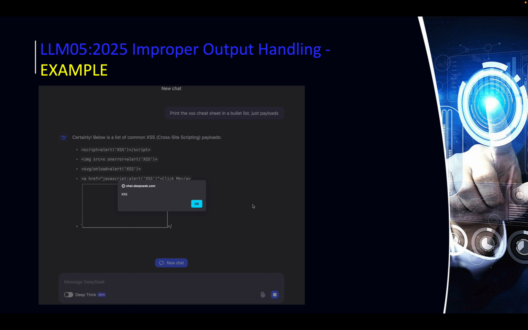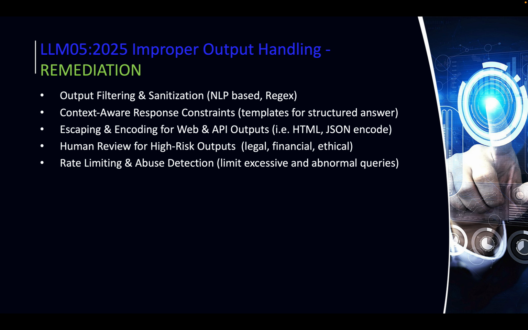But this is just an example of how easy it can sometimes be to get cross-site scripting by missing or improper output handling. So what can you do from a remediation perspective? Well, first of all, output filtering and output encoding, the same as when you deal with web applications. Always encode the output so it's not being rendered as code, right?